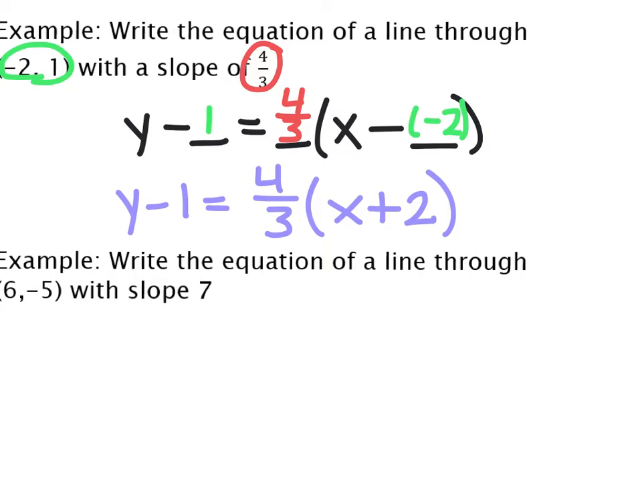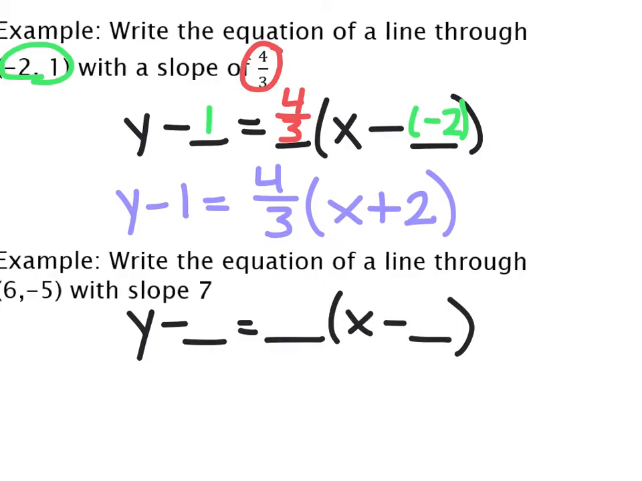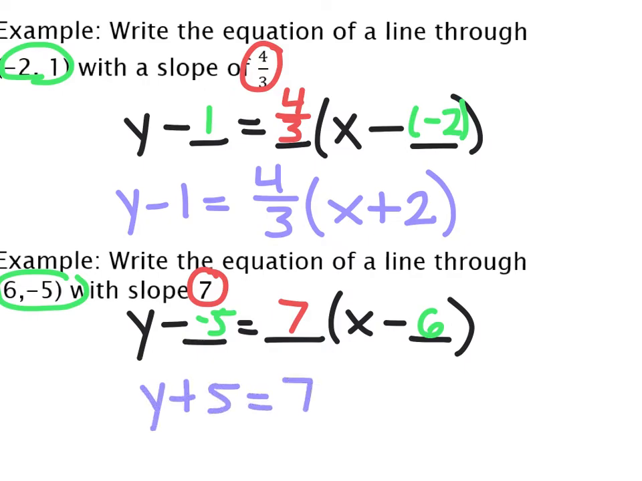For the next one, it says to write the equation of a line through 6, -5 with a slope of 7. So I'm going to fill it in to the formula. So if I fill it in, my slope is 7, so that goes next to parentheses. And my coordinate is 6, -5. So I can fill in the -5 with the y and the 6 with the x. And if I simplify this, y minus -5 is really y plus 5 equals 7 times x minus 6.